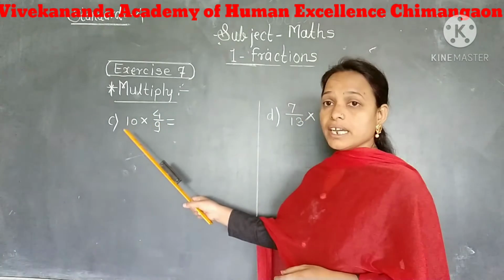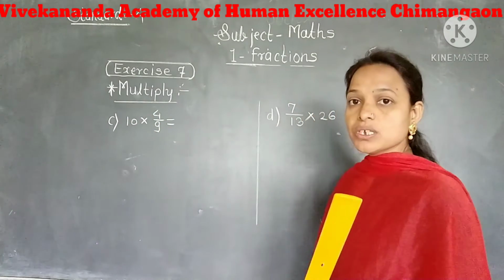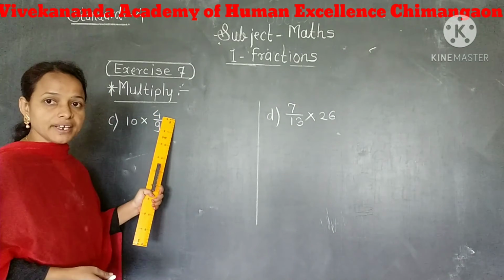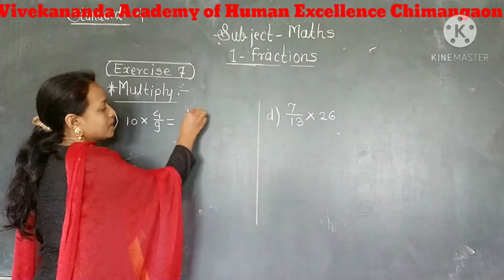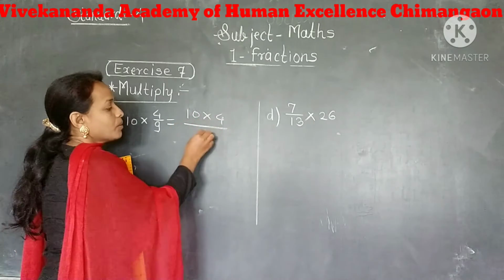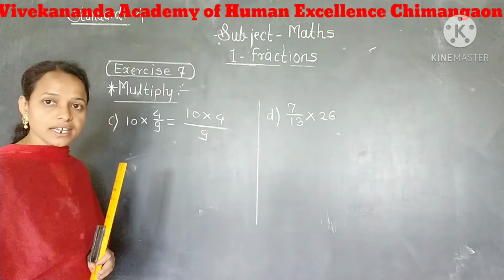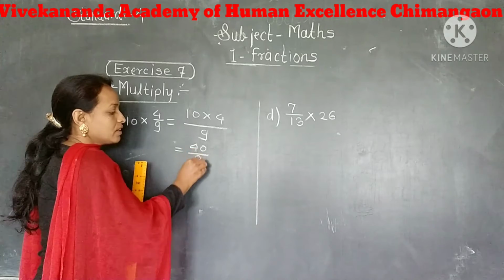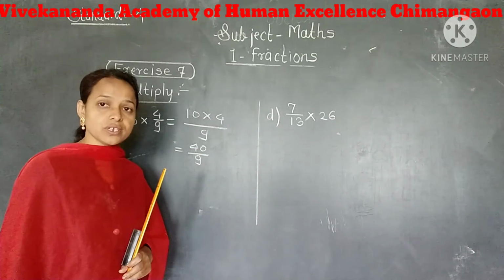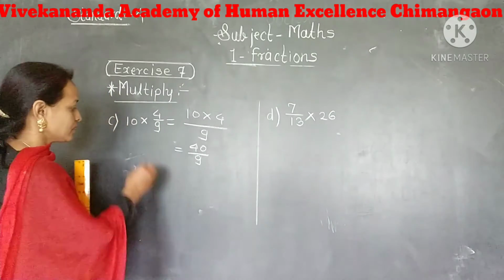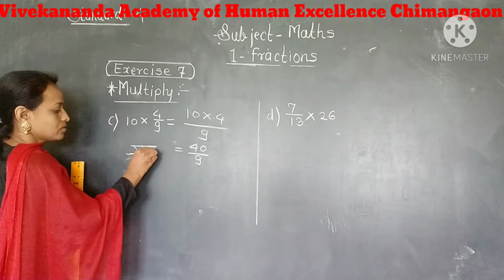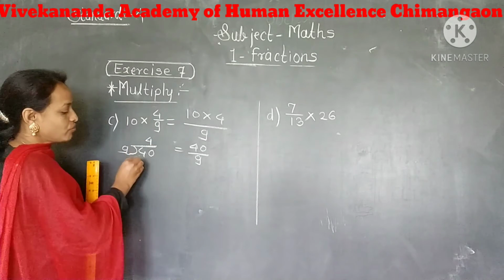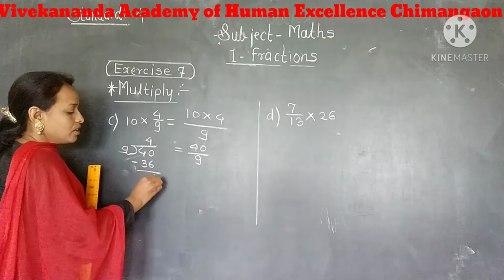Next example, 10 into 4 upon 9. So here we multiply the whole number 10 with the numerator 4. 10 multiplied by 4 upon the denominator 9. 10 fours are 40 upon 9. So we have to reduce it into lowest term. So we divide 40 by 9. 9 fours are 36. So we get quotient 4 and remainder 4.